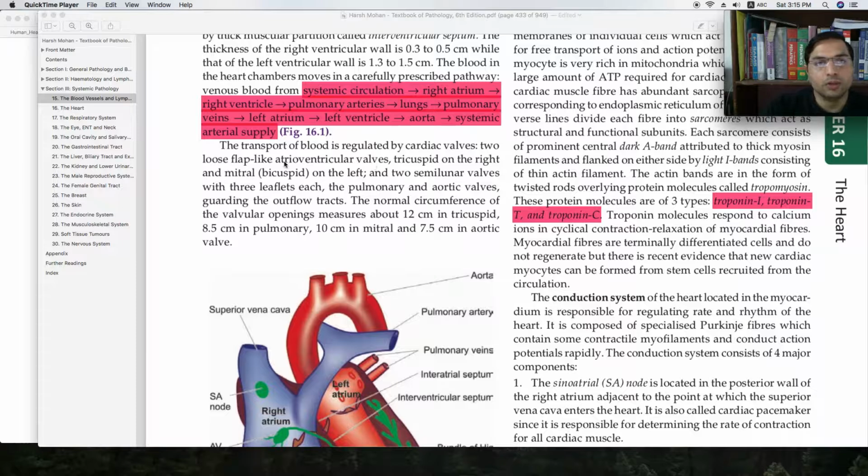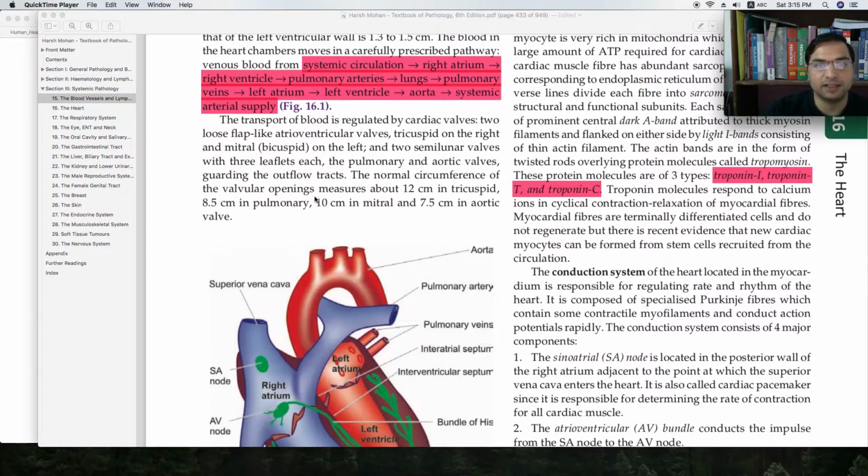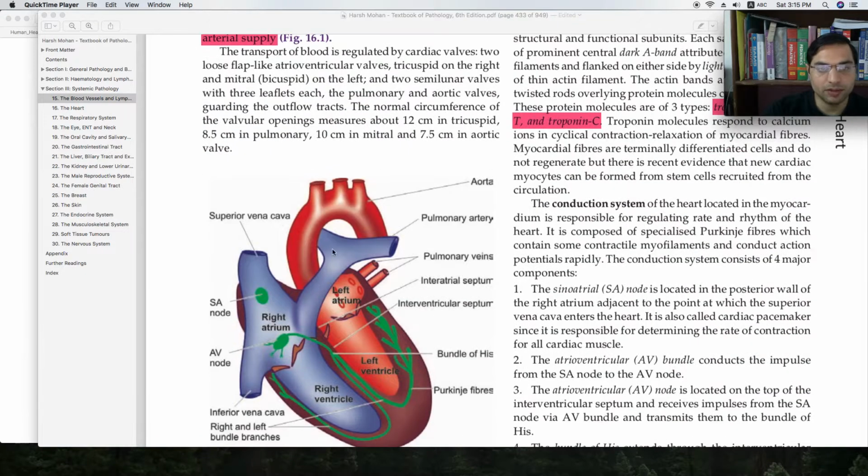There are two loose flap-like atrioventricular valves: tricuspid on the right and mitral on the left, also called bicuspid because it has 2 cusps, 2 leaflets. And there are 2 semilunar valves with 3 leaflets, the pulmonary and the aortic valves. The pulmonary artery is lined by the pulmonary valve, and the aorta is lined by the aortic valve. These 2, pulmonary and aortic valves, are called semilunar valves.